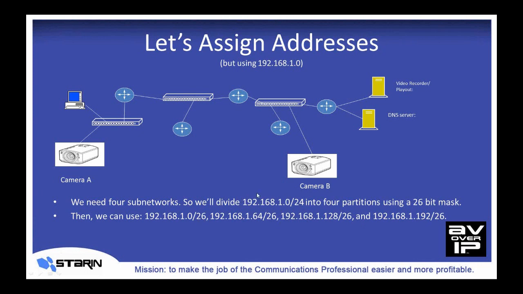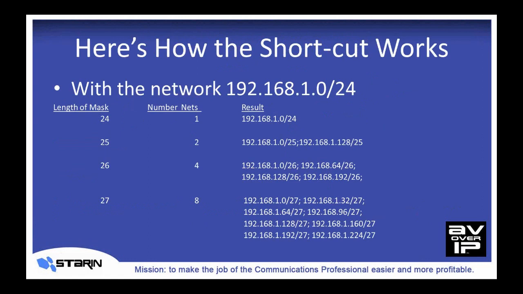So the little shortcut looks something like this. If this is the network assignment we've been given and we use a 24-bit mask, we'll get one network. But if we add 1 bit into the mask and make it 25 bits, we'll double the number of things we can represent. We'll double the number of networks. We'll take this range that normally would go from 0 to 255 and we'll break it in half. And we'll have a range that goes from 0 up through 127 and a range that goes from 128 through 255. So we'll get 2 separate networks.